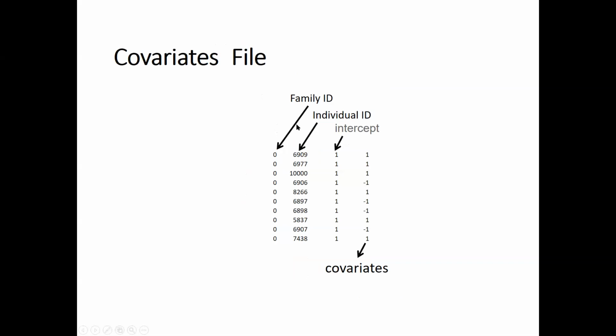For EMMAX, it can also add covariates in a separate input file. The first columns are also family ID and individual ID. The third column corresponds to the intercept, meaning that the third column is recommended to always be 1. The covariates need to be included from the fourth column.